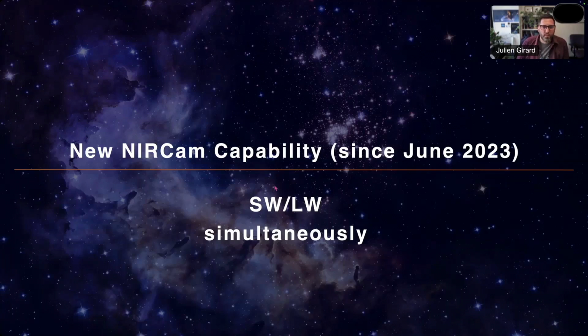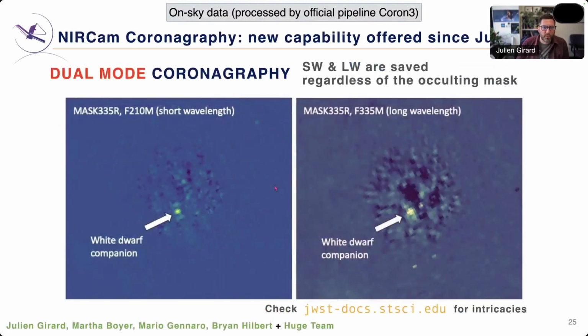So I'm going to talk about NIRCam, where there was a new capability. It's already almost 2 years old, but for a long time this was in the works. Basically, from commissioning to the first year of operation, we were limited to either short wavelengths or long wavelengths. And since June 2023, by default, everybody gets both.